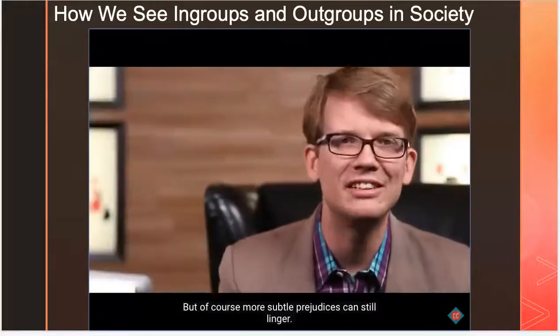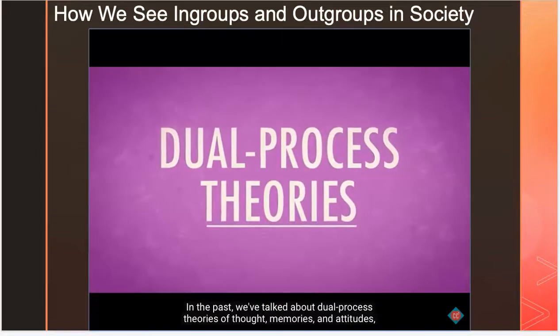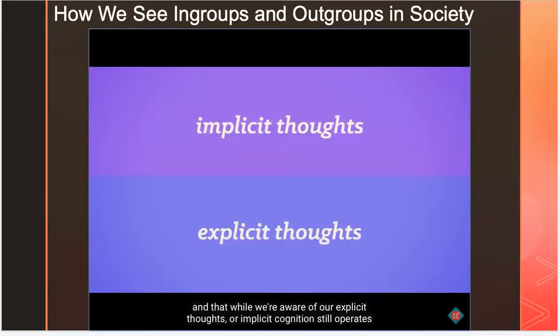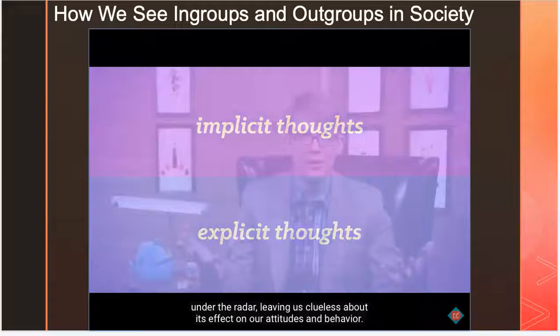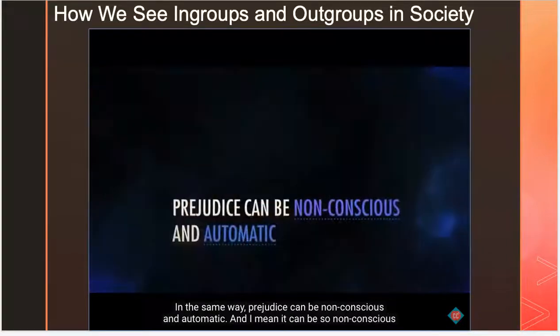So of course, more subtle prejudices can still linger. And we talk about dual process theories of thought, memory, and attitudes, and that while we're aware of our explicit thoughts, our implicit cognition still operates under the radar, leaving us clueless about its effect on our attitudes and behavior. In the same way, prejudice can be non-conscious and automatic.